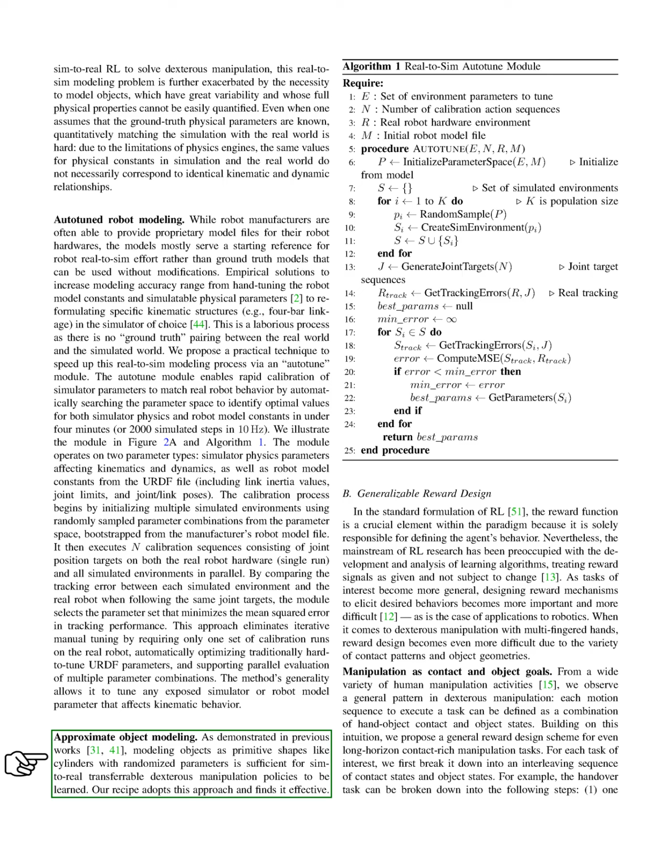For object modeling, we find that representing objects as simple shapes, like cylinders with varied parameters, is effective for learning transferable dexterous manipulation policies. Our approach adopts this strategy and proves to be successful.